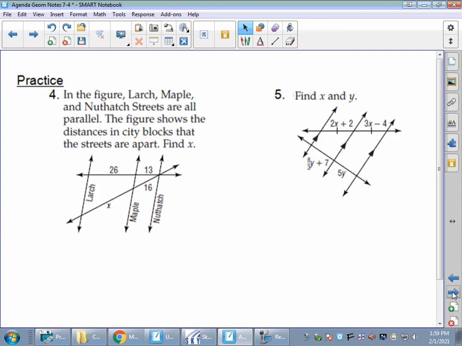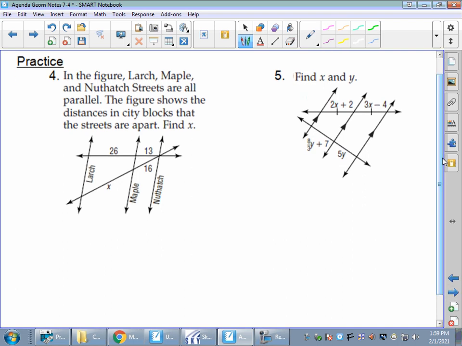So in the figure, we've got three streets that are parallel, Larch, Maple, and Nuthatch. The figure shows the distances in city blocks that the streets are apart. Find x. Is there anything indicating that anything's equal here? Right? Is 13 equal to 26? It is not. I'm going to take those congruent dashes off. You might see something and be able to common sense your way through this. However, I made you a nice easy example. It won't always be that way.